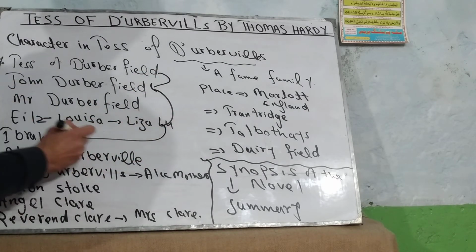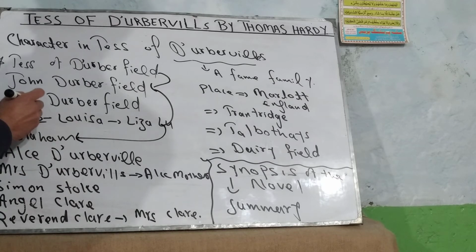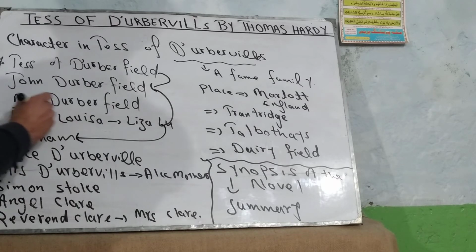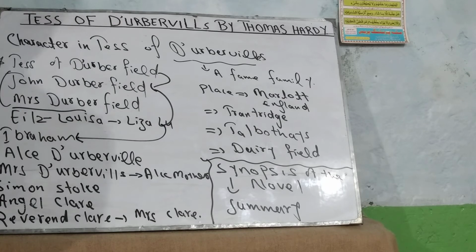Abraham is also the brother of Tess, and Mrs. D'Urberville is the mother of Tess. These characters are involved from one family. Three families are involved here. Directly the narration is speaking. So Eliza Lou and the 3 sons and the 2 daughters more.